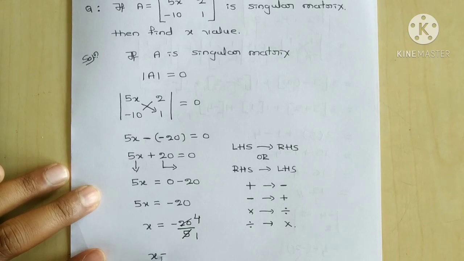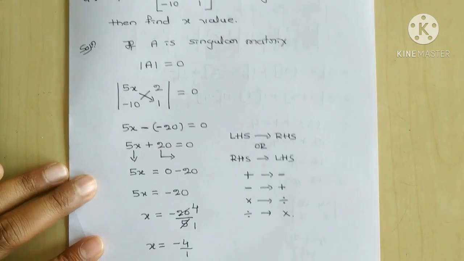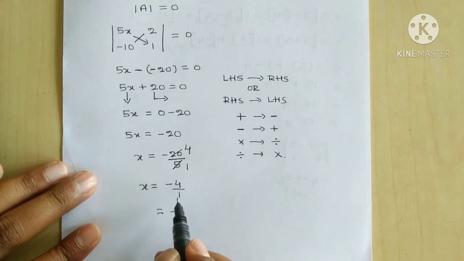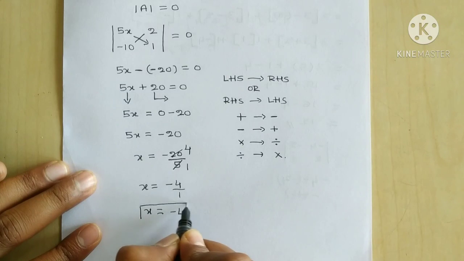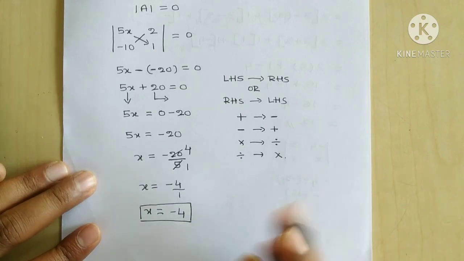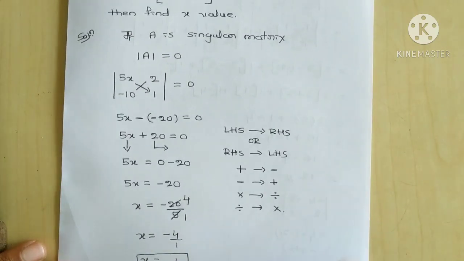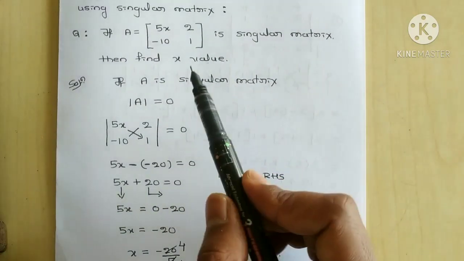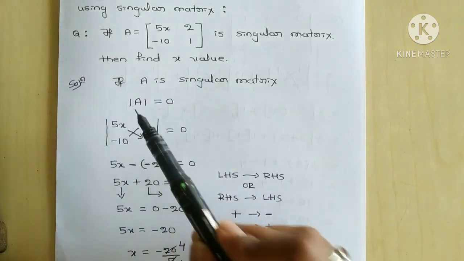Therefore x is equal to minus 4 divided by 1. Minus 4 divided by 1 is minus 4. So this is the value of x. This is how you need to find the x value using the singular matrix condition.